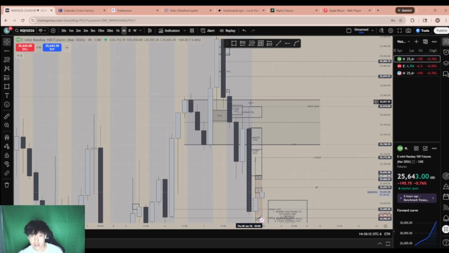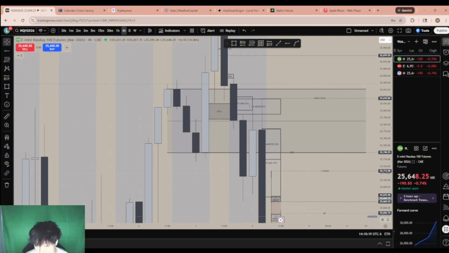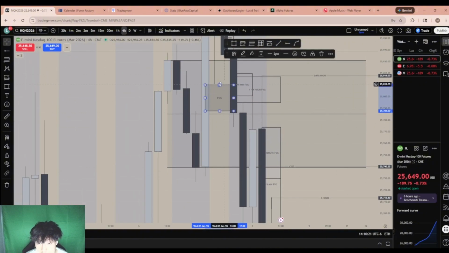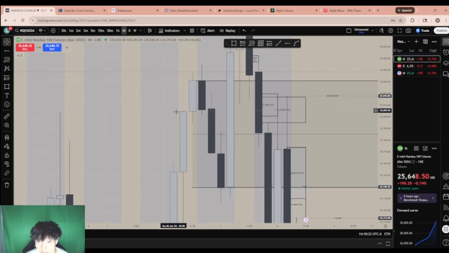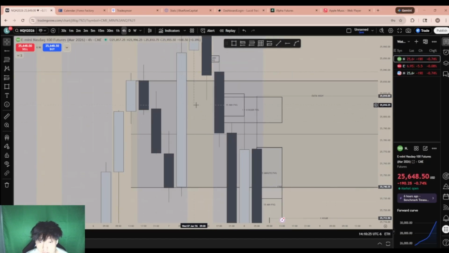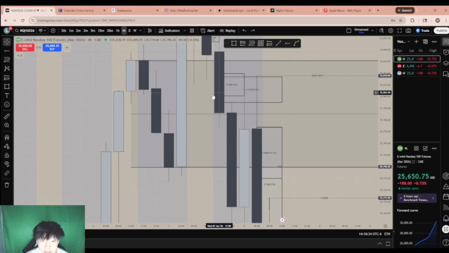Okay. So we inverse this 4 hour bullish fair value gap. Inversed. And inverse would be this fair value gap right here. Bottom of this wick, right here. And the top of this wick. And then you get a fair value gap.